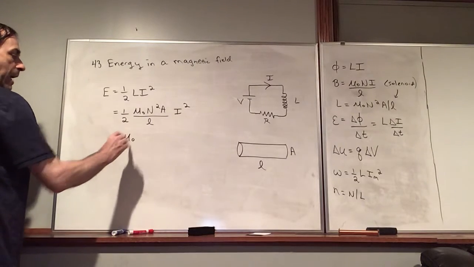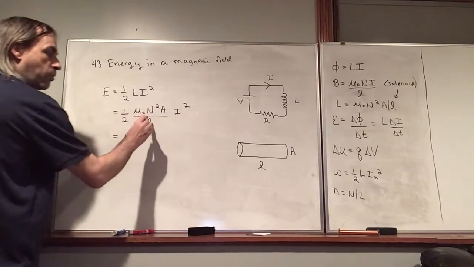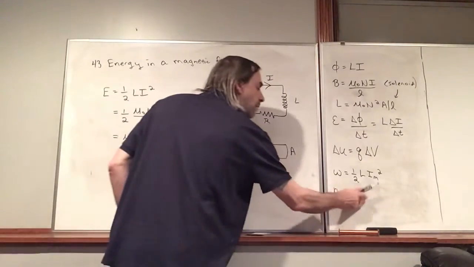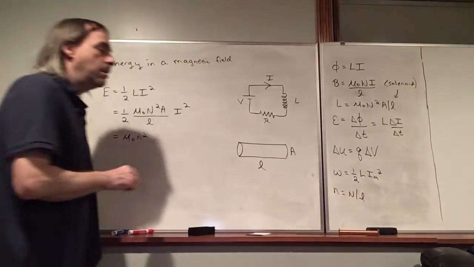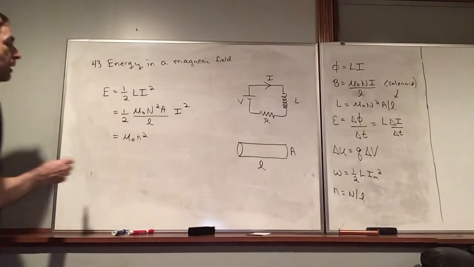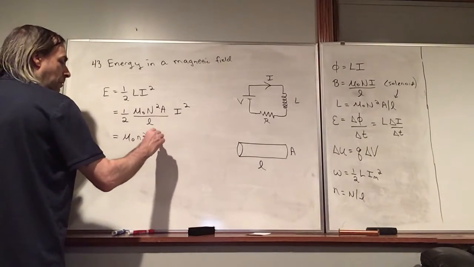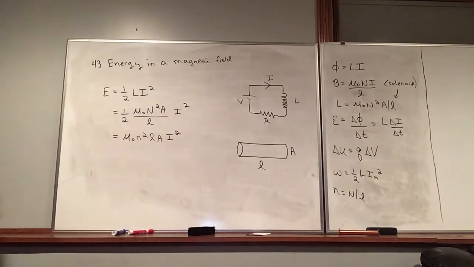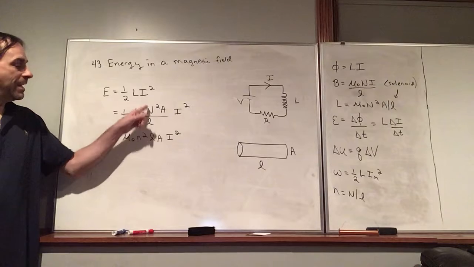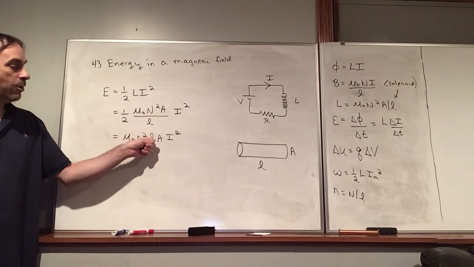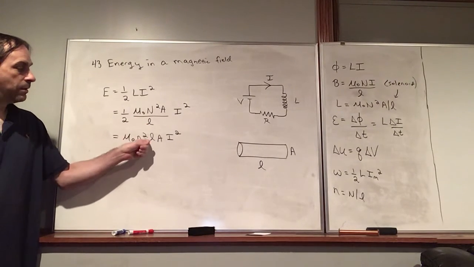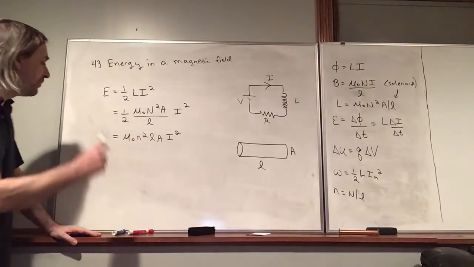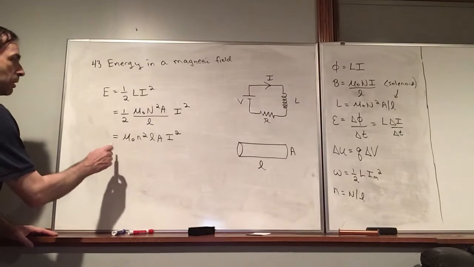So we have mu naught, N squared would be little n squared, times, well, to be consistent, use a lowercase l. Okay, so your big N squared is little n squared times L squared, but we're dividing by L, so there's just one left. And that's what we have so far.